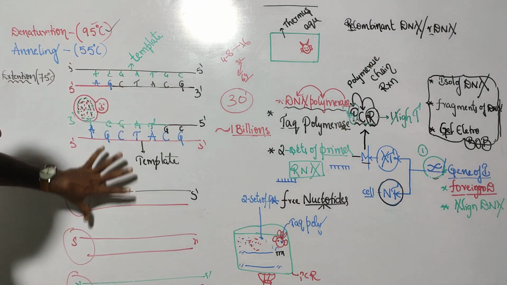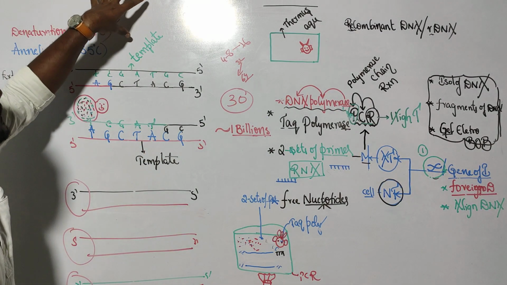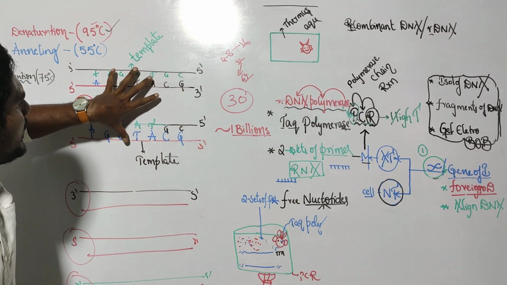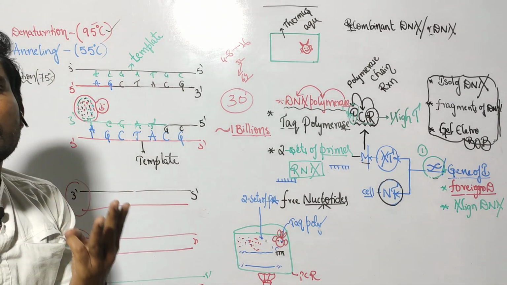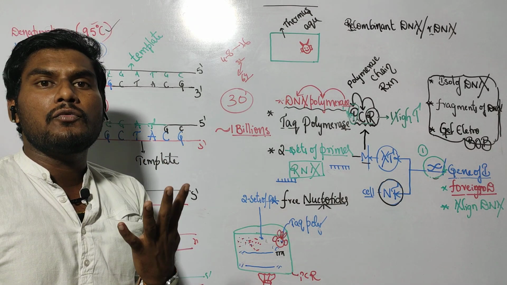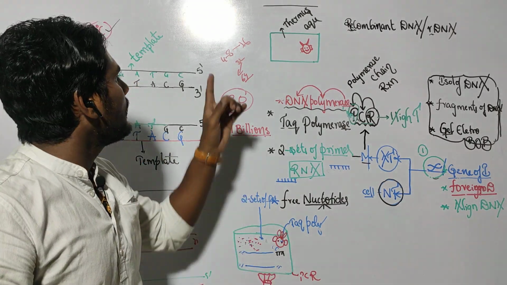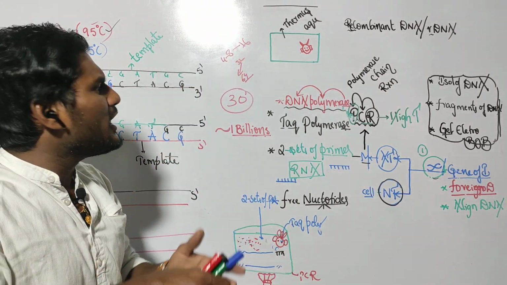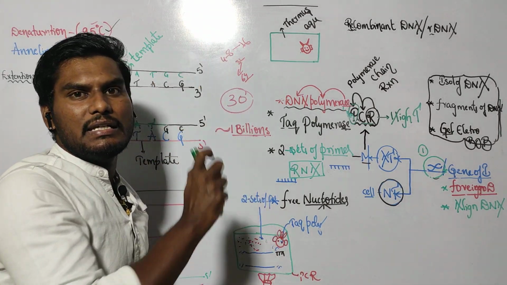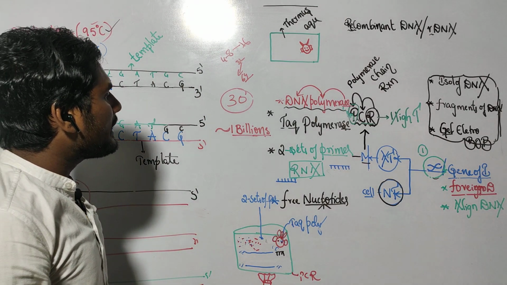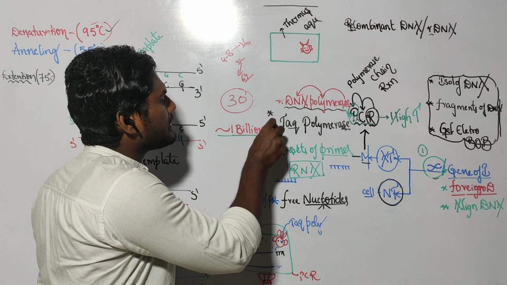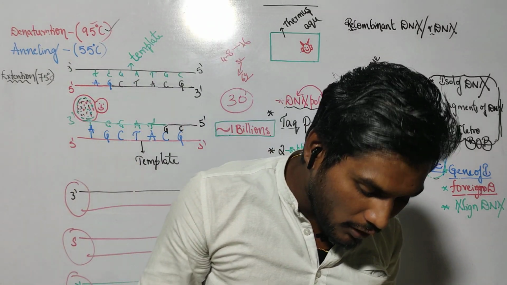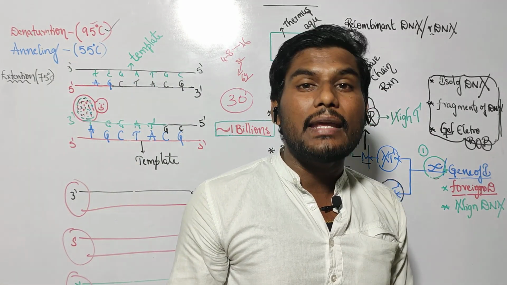So how many cycles did I continue here? 2 cycles. In the first cycle, from 1 DNA we got 2. In the next cycle, from 2 DNA we got 4. For 2 cycles I got 4. In this manner the third cycle gives 8, the fourth cycle 16, the fifth cycle 32. If I continue for 30 cycles, approximately how many copies of gene of interest am I getting? 1 billion copies.